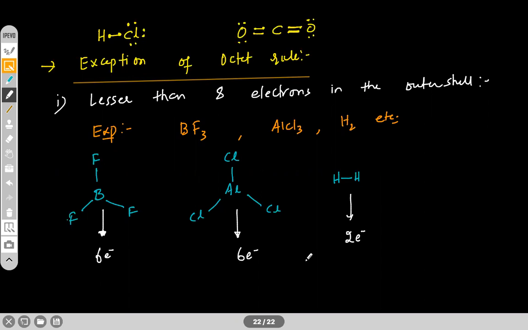This molecule, it forms AlCl3. We use this as a catalyst in the reaction. But it is also possible that AlCl3 goes under dimerization and forms Al2Cl6. But yes, AlCl3 exists. It is stable. We use AlCl3 as a Lewis acid in organic reactions. That is why it is an exception. But yes, dimerization is also possible and forms Al2Cl6.